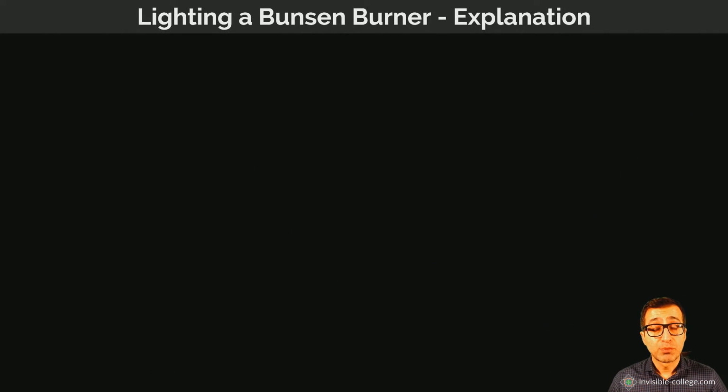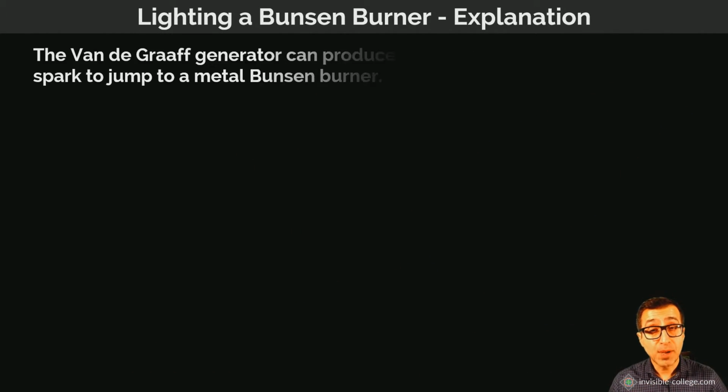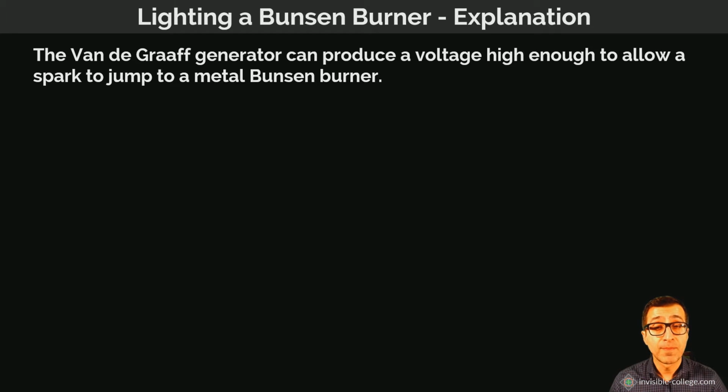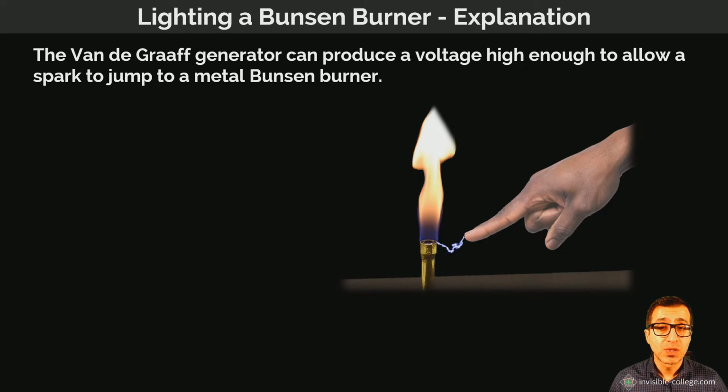So the Van de Graaff generator can produce a voltage high enough to allow a spark to jump from the tip of your finger to the Bunsen burner. The reason why this happens is because the surface of your body is picking up an excess of electrons from the surface of the Van de Graaff generator, as long as you are wearing shoes or footwear that insulate you from the ground. And so your body is building up a static charge on its surface.